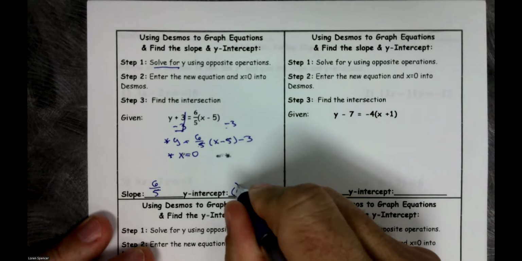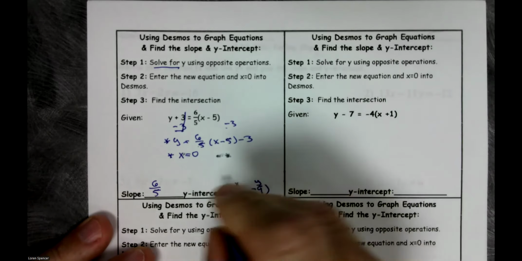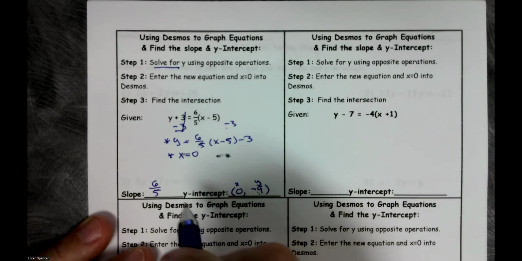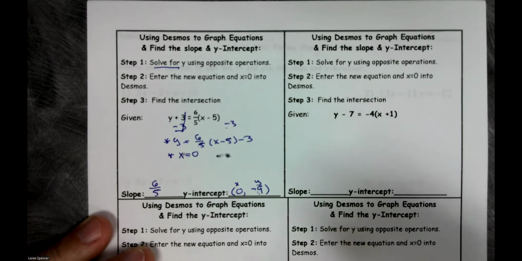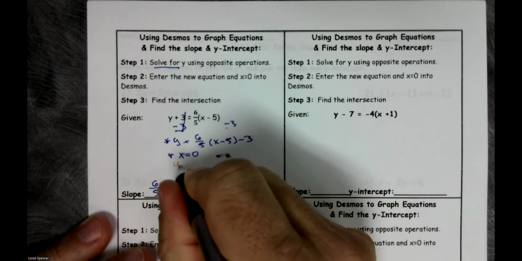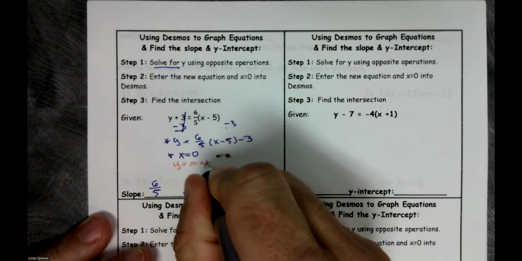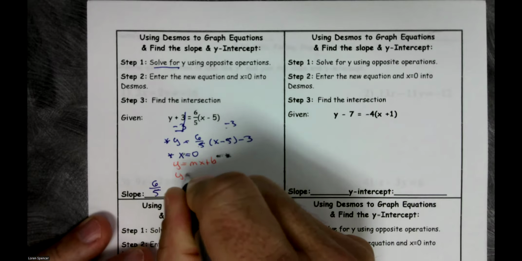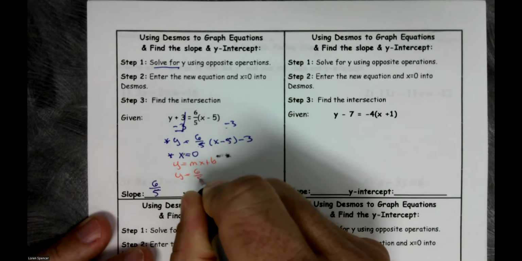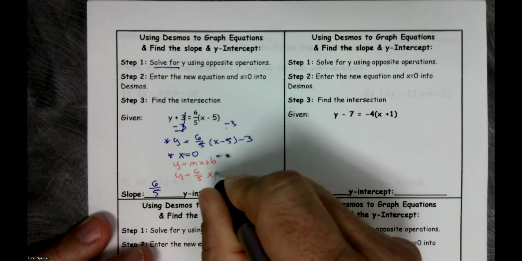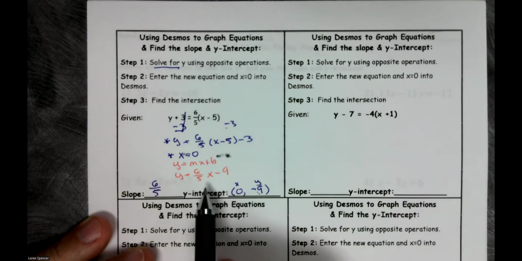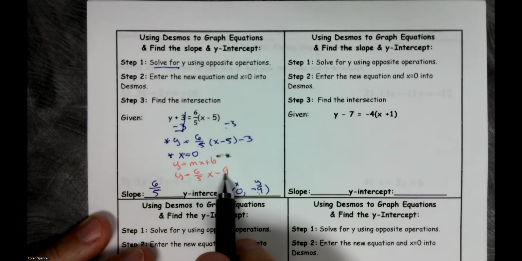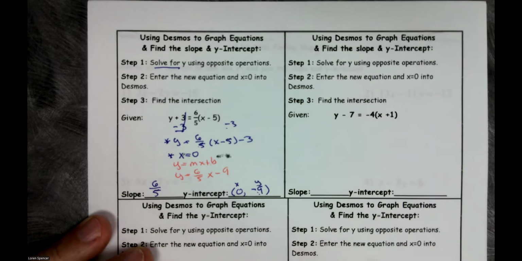So this is my x, this is my y, and we have our y-intercept at 0, -9. And if I wanted to write this in y equals mx plus b format, I could go y equals 6/5 x minus 9. Because all I did was put the slope in, and then I plugged in my y-intercept, which is also my b.